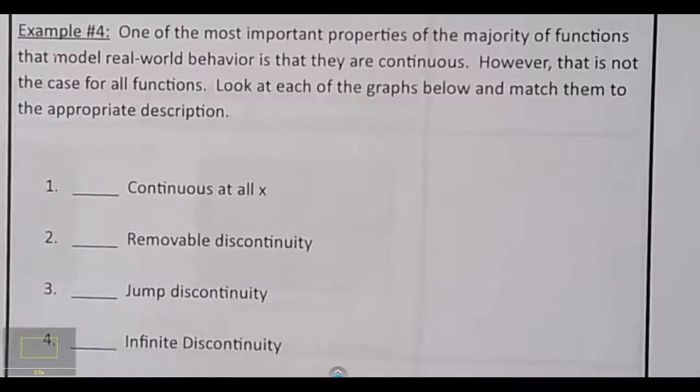Okay, so one of the most important properties of the majority of functions that model real-world behavior is that they are continuous. What that means is that there is no break in the graph. So the graph continues on. There are no holes in it. There are no asymptotes. Nothing like that. Now, some functions have discontinuities, and on the back of this page, there are 4 different types of discontinuities. I'd like you guys, just from their names, to guess which ones each of those are.